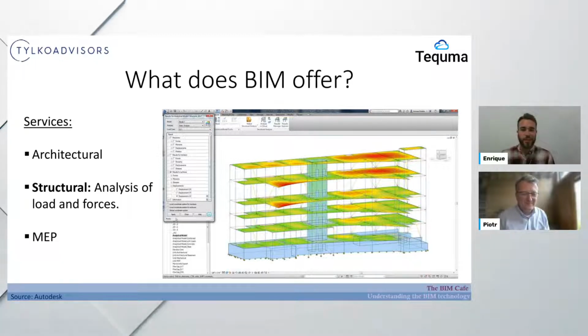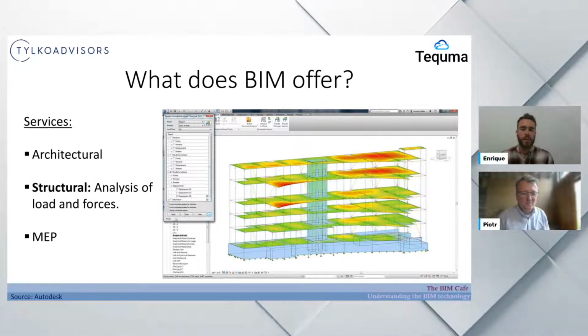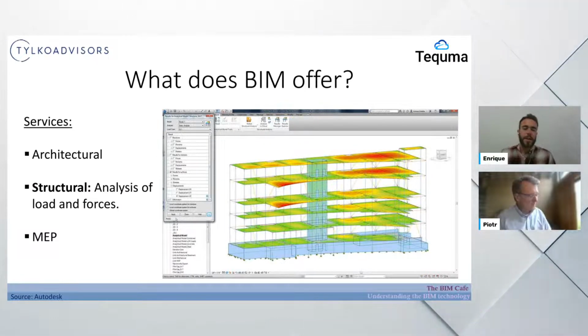the technical side of the simulation. I highlight this one as analysis of loads and forces. For example, you can run simulations to see how the forces or the strength are balanced or distributed along the building. In this case, the simplest one is to take a building.